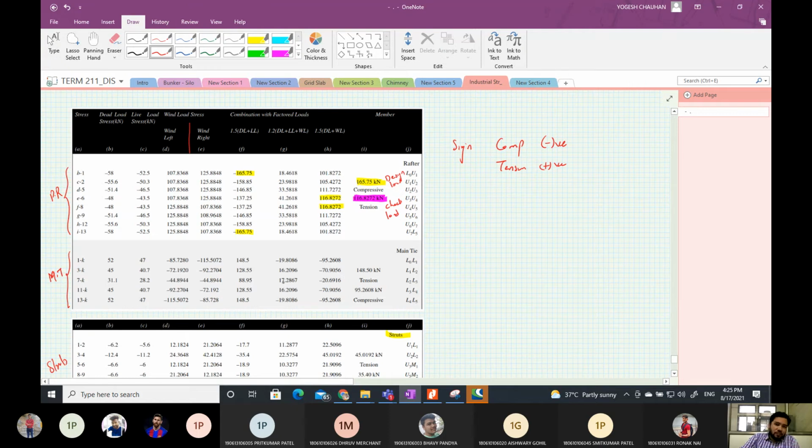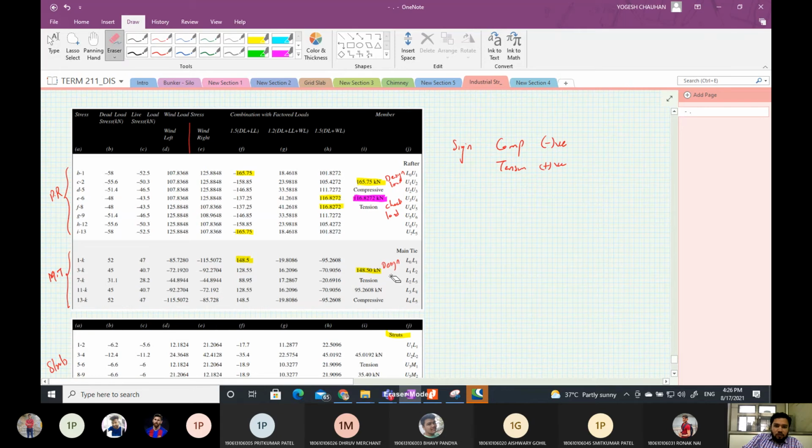Similarly, the main tie is actually a tension member. So this is the design load, 148 kilonewton. You can see that under the dead load and live load combination, that is under gravity loading, it behaves as a tension member. So it should be designed for this much tension force. This is the design force.